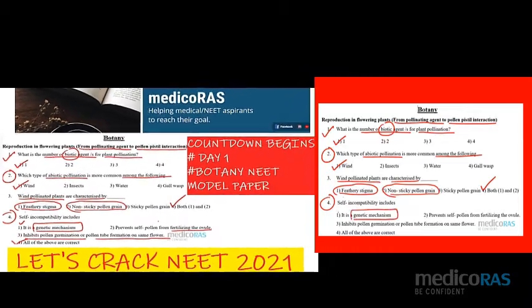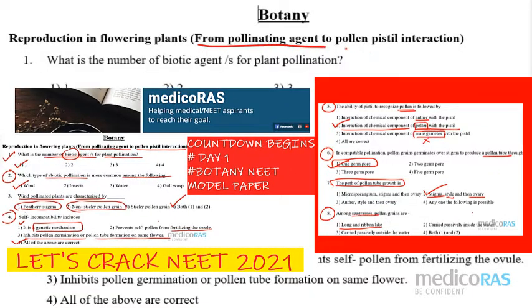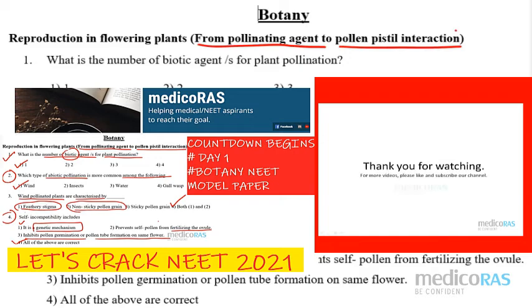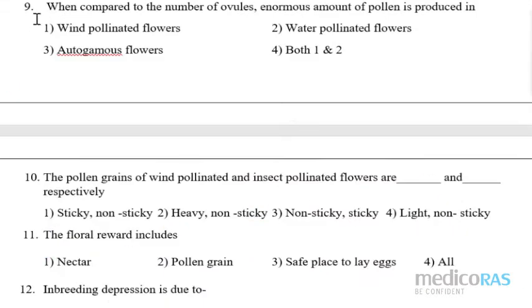Today we are going to discuss the pollinating agent. From that pollen-pistil interaction we have the portion. So question number 9 it is.